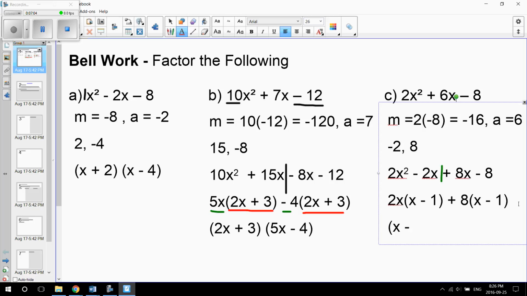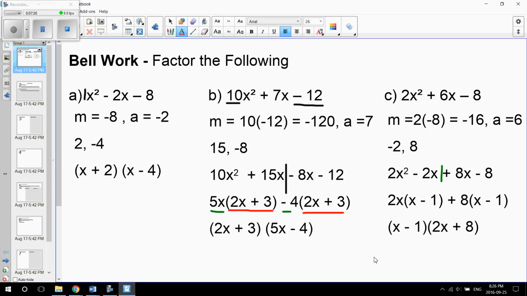So we have x minus 1 that gets carried out front. And anything that's left over is our second bracket. So we have that 2x and the positive 8. So we have our final answer here in our two brackets.